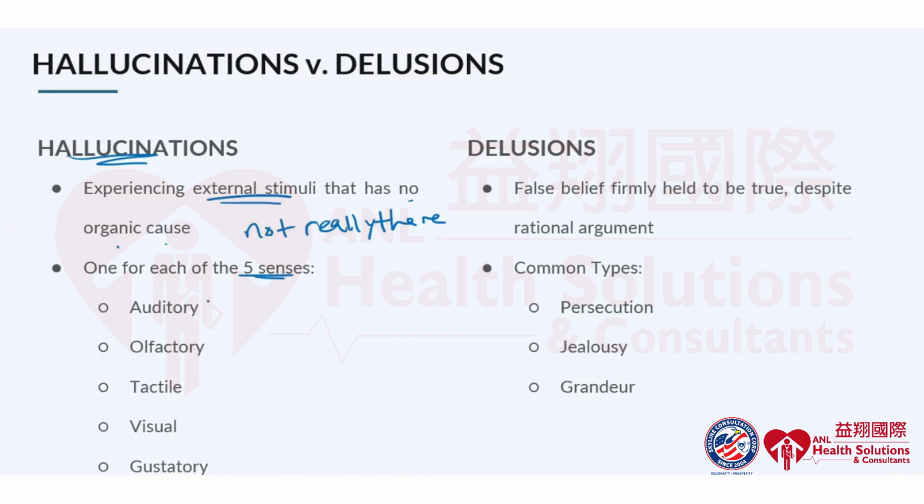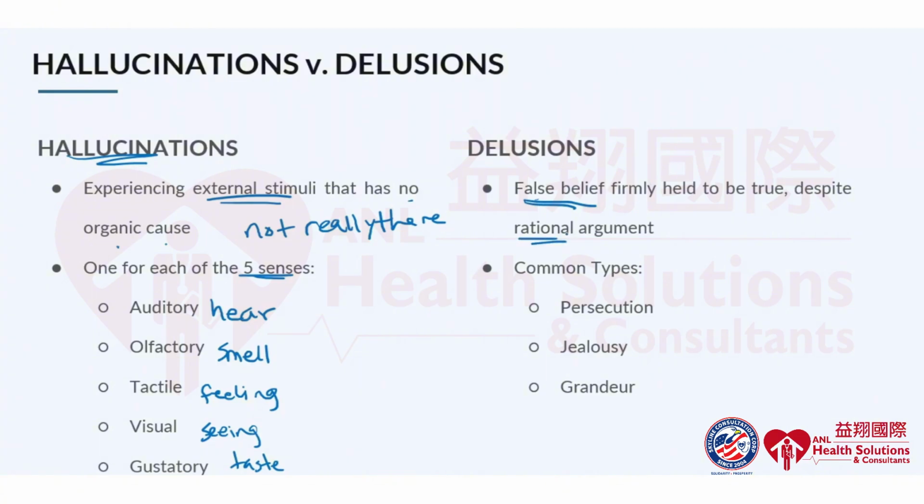So there's auditory, that means they're hearing something that isn't really there. Olfactory is smelling something. Tactile is they're feeling something that isn't there. Visual, they're seeing something. And gustatory, they're actually tasting something. Let's hope it tastes good. So all of these things are very, very real to the patient, but they aren't really real. Now, delusions are a false belief firmly held to be true despite rational argument. So they truly believe that this feeling or this situation is reality, even though it's clearly not.